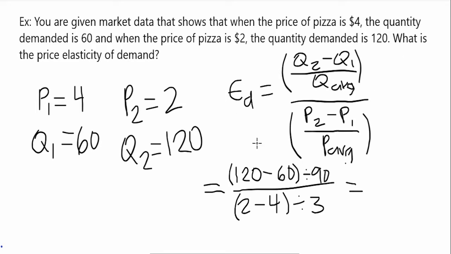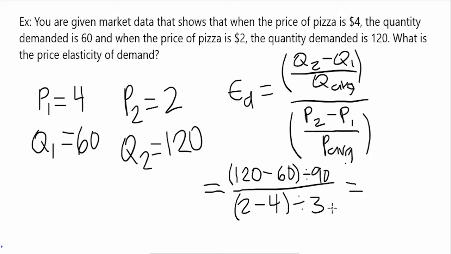All right, so I plugged everything into our formula. As you can see, we have Q2, 120 minus 60, divided by the average of the two. So how did I get that 90? I did 120 plus 60 divided by 2. And I put this all over P2, 2 minus 4, and then divided by the average of 2 and 4, which is 2 plus 4 divided by 2, right? And so what you want to do now is just calculate that. So plug it into your calculator and figure out what you get. So try it out for me.